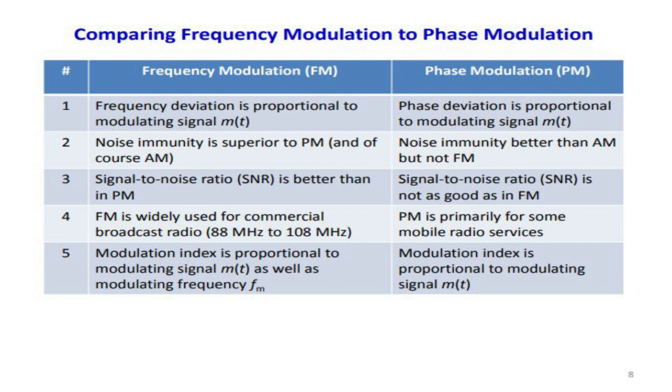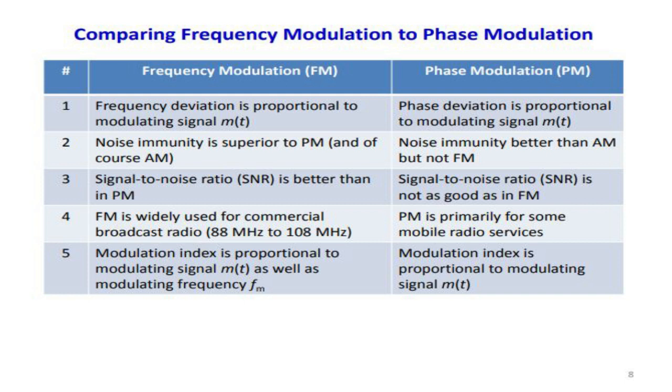Comparing the frequency modulation to phase modulation, both are proportional to the modulating signal. Frequency modulation is superior to PM. Signal to noise ratio or SNR is better than in PM. It is widely used for commercial broadcast radio such as 88 MHz to 108 MHz, and its modulation index is proportional to the modulating signal as well as the modulating frequency.